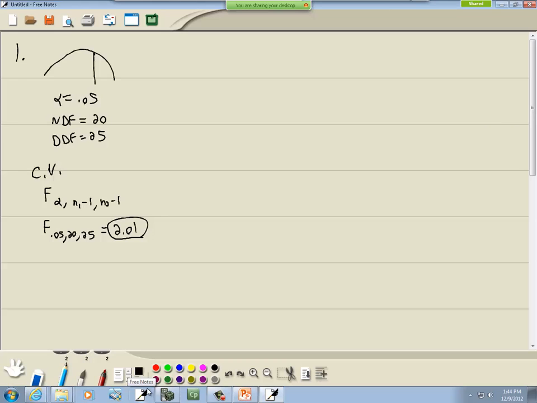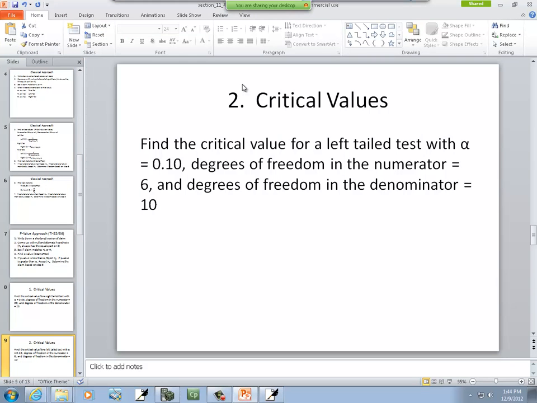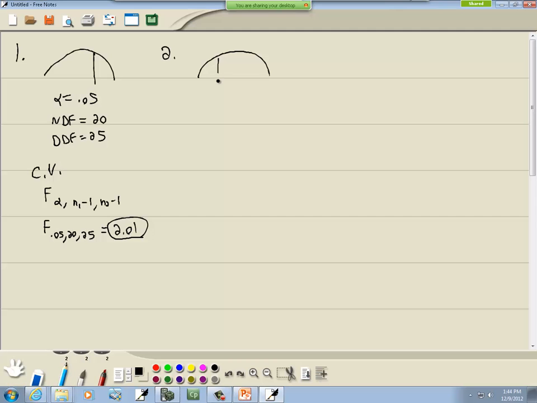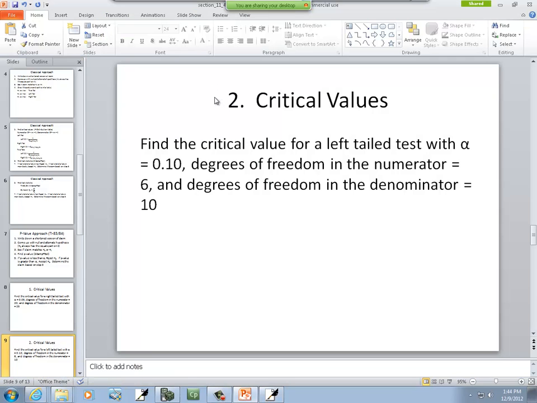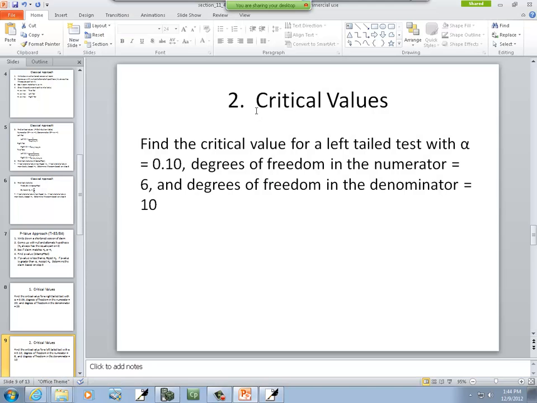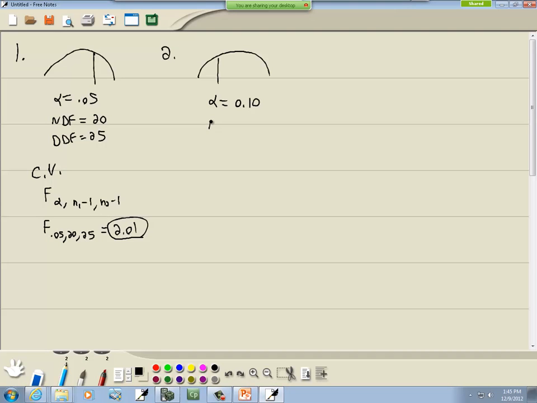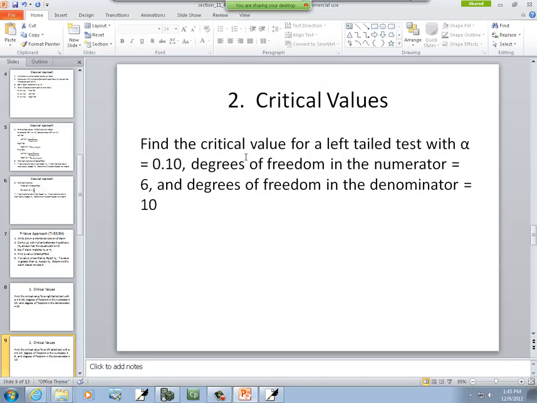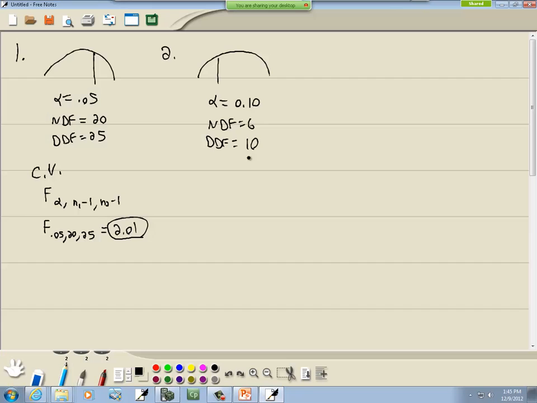Okay, let's look at our next example. Find critical values again. It says find a critical value for a left-tailed test. So we've got a left tail. It says alpha is 10%. Numerator degrees of freedom is 6. Denominator degrees of freedom is 10.